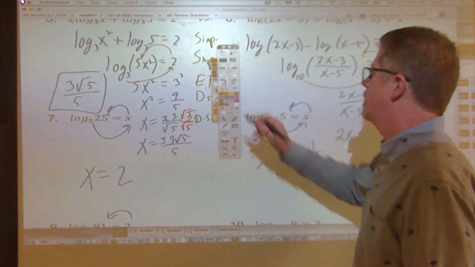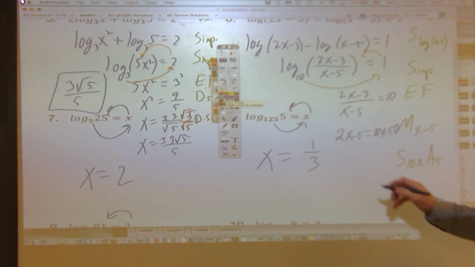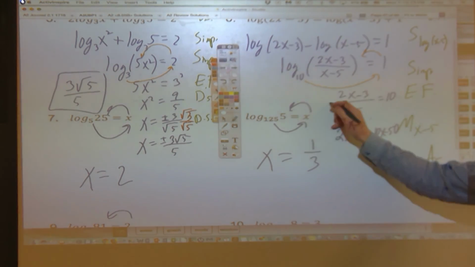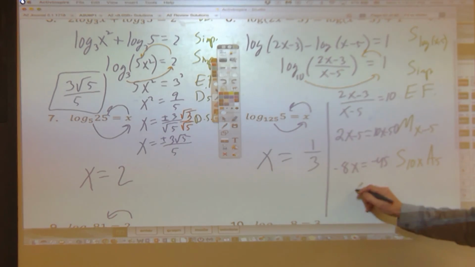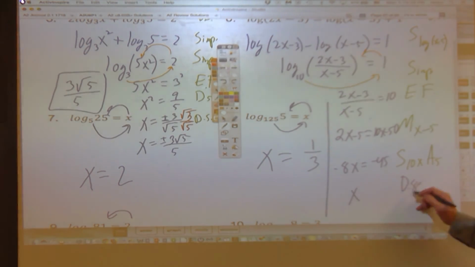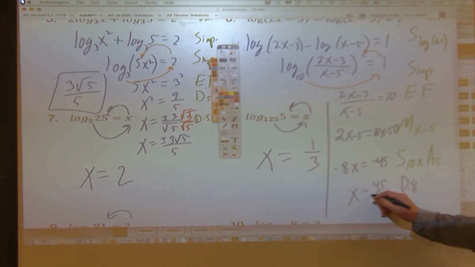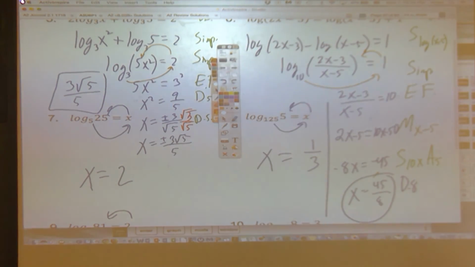This is a twofer. We're going to both subtract 10x and add 3. Dividing by negative 8 gives us 47/8 for the final answer. It does check out. So that concludes our lesson for today.